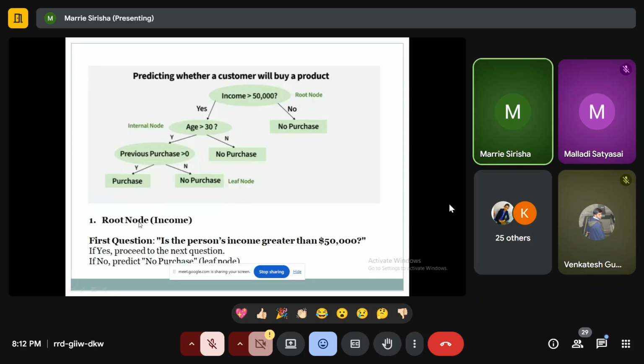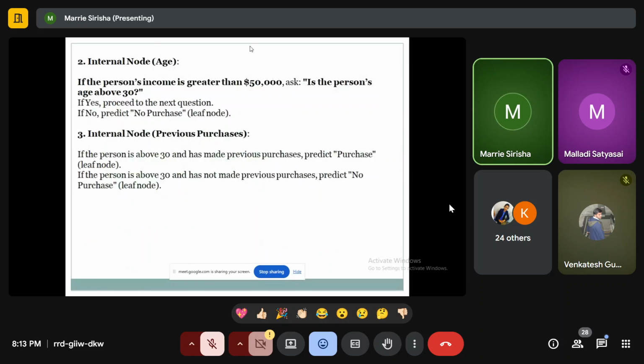See, here it is an explanation. In the root node, first step, there is an income, right? So first question, what is that? Is the person's income greater than 50,000? Yes. If yes, proceed to the next question, right? That is what we are doing here. 50,000 above untene next question ki proceed అవుతున్నాం. If no, no purchase అని డిసిషన్ తీసుకుంటున్నాం. ఓకే, సిమిలర్లీ ఇంటర్నల్ నోడ్ అంటే ఏజ్. సి, హియర్ ఏజ్ ఇస్ ద ఇంటర్నల్.